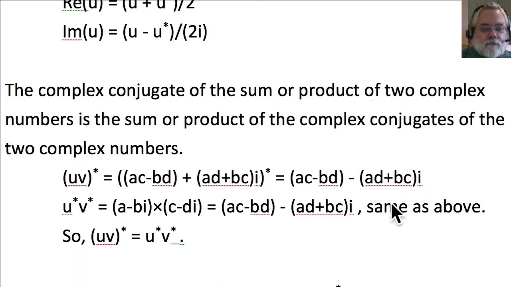Now, let's take u conjugate times v conjugate: a minus bi times c minus di. If you multiply that through, you'll see that it's the same as the expression above. So the conjugate of a product is the product of the conjugates.